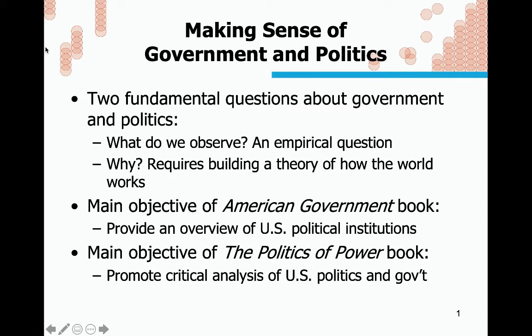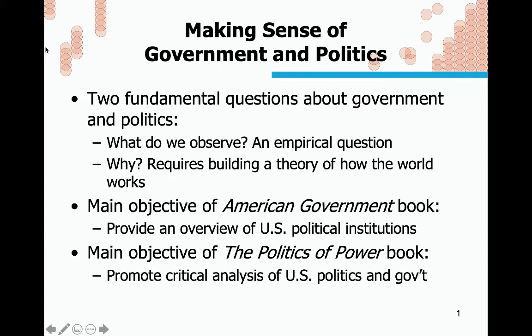So talk about politics here, government and politics. The title of the course is government, but politics is unavoidable. We're still going to keep two basic questions in the back of our minds throughout the semester, one that's empirical and one that's more theoretical, right? What do we observe? That's an empirical question. What's going on? Why, right? And the why requires a bit of theory.